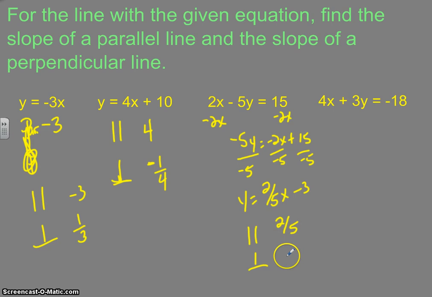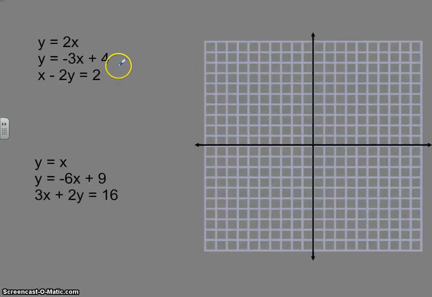Perpendicular line would be the opposite reciprocal. So we flip it over and we change the sign. Okay, and that's finding slopes of perpendicular and parallel lines. I'm trying to keep this video a little short. Let's graph a few more things here.